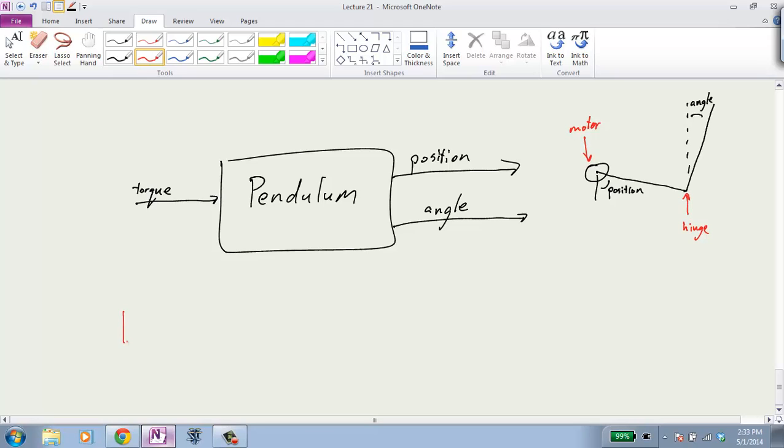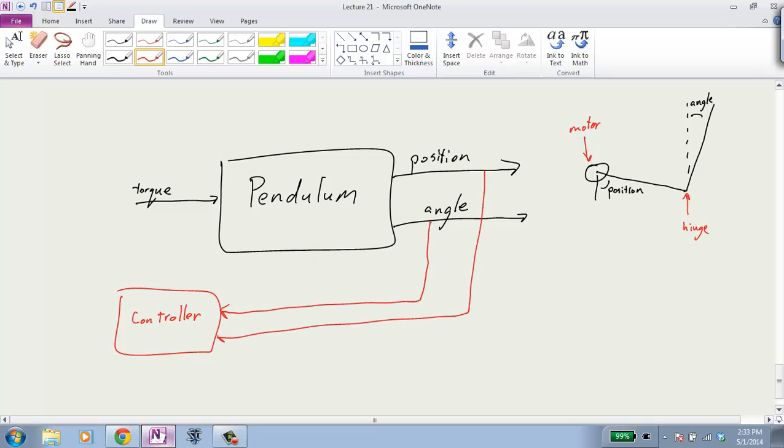We're going to have a controller, and that controller is going to take both of these as inputs. All right, and it's going to control the torque. But it's also going to have another input signal that we can specify, and it has an objective. The objective of the controller, let's say there's some input signal that also goes into the controller.